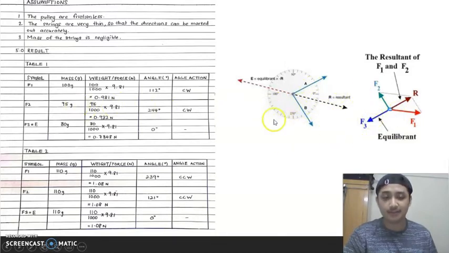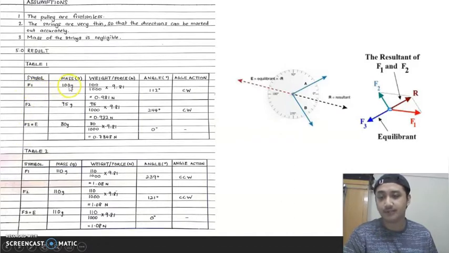This is what it looks like on the force table. So we're moving on to the result. We got table 1 and table 2. So the result for table 1, first experiment, force 1, force 2 and force 3.